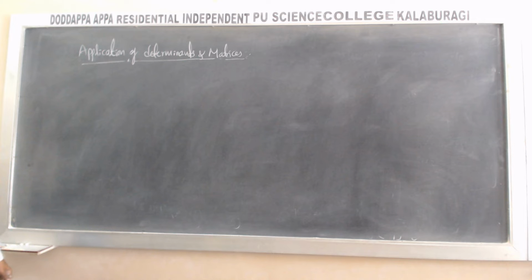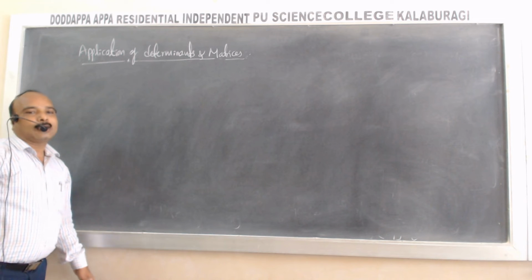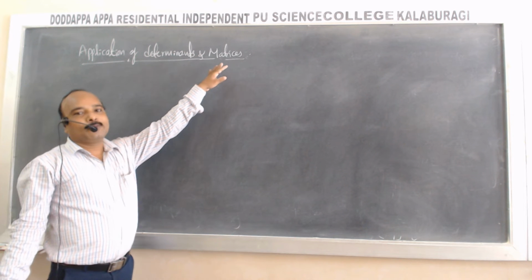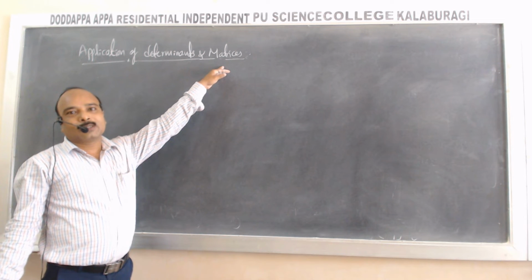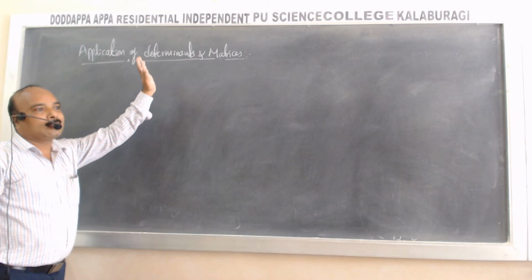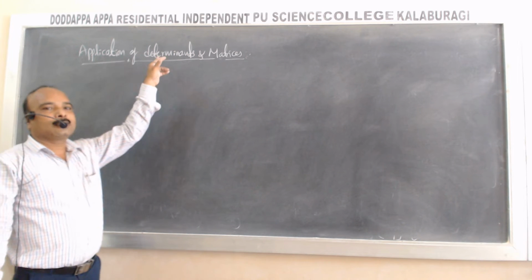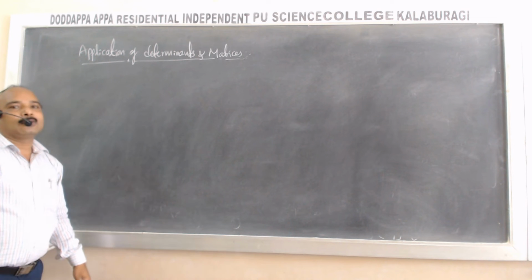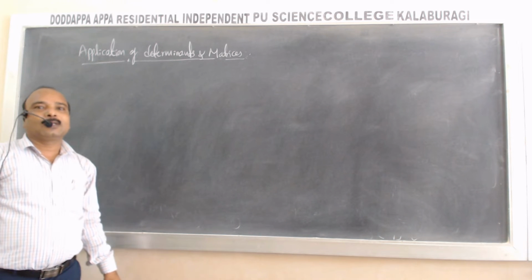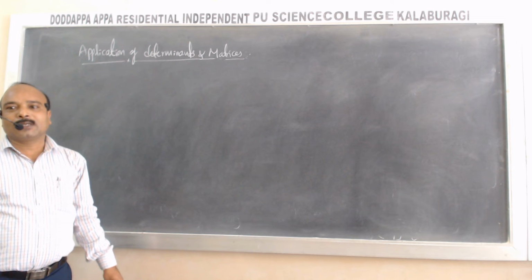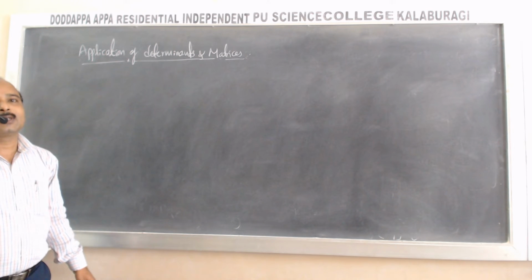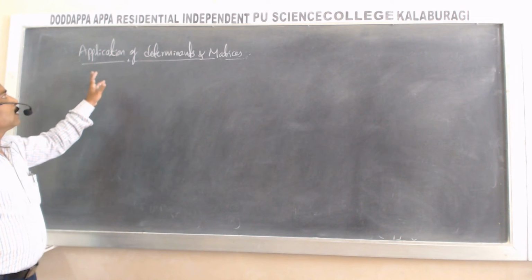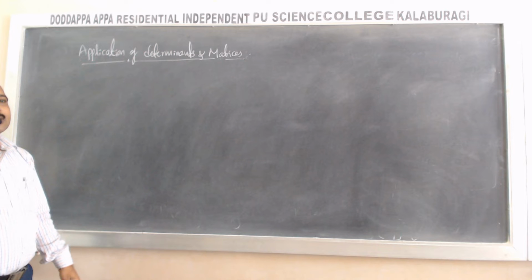Now we discuss application of determinants and matrices. After this we completed all the types of matrices and all type of examples on matrices, that is already completed topic. After that in determinants we discuss some of the important results, properties of determinants, inverse of a matrix and adjoint of a matrix, and examples on determinants and adjoint and inverse of a square matrices. Now we discuss application of determinants and matrices.